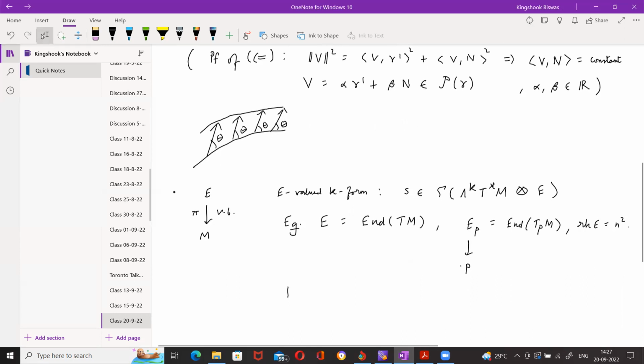So then the curvature operator R_P belongs to what? This belongs to wedge 2 T_P star M tensor E_P. Does this make sense?